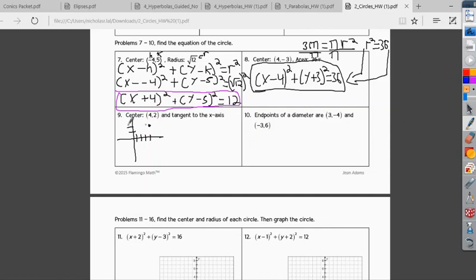So remember, this is the x-axis. If we're tangent to the x-axis, we touch at only one point, which means the farthest edge of the circle will touch the x-axis. So we will have one point of the circle at 4, 2, and if it's tangent to the x-axis, we'll also have a point at 4, 0. This will give us a radius of 2. So our radius here equals 2.